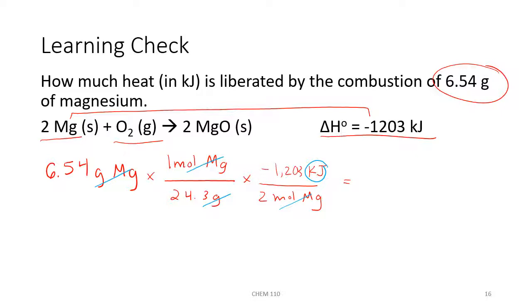And we still expect it to be negative because it's still an exothermic reaction. We're just going to get a smaller amount because we don't have 2 moles of magnesium. Negative 161.9 kilojoules is the amount of energy in the form of heat that will be released when 6.54 grams is combusted.